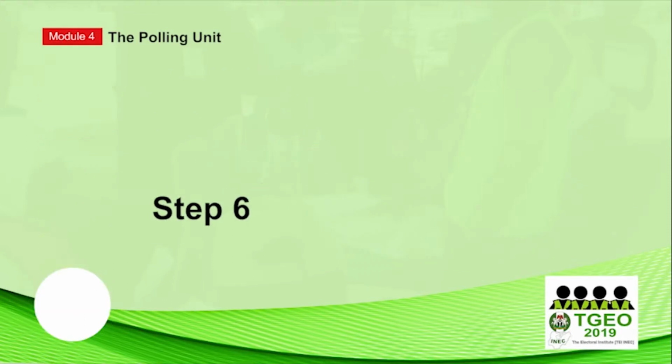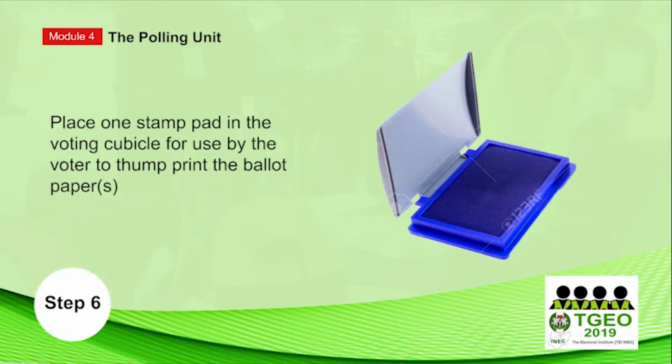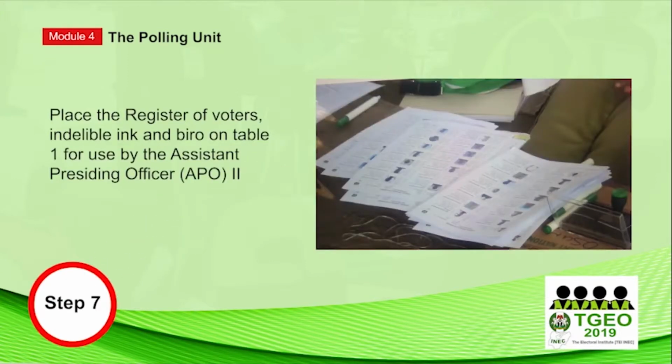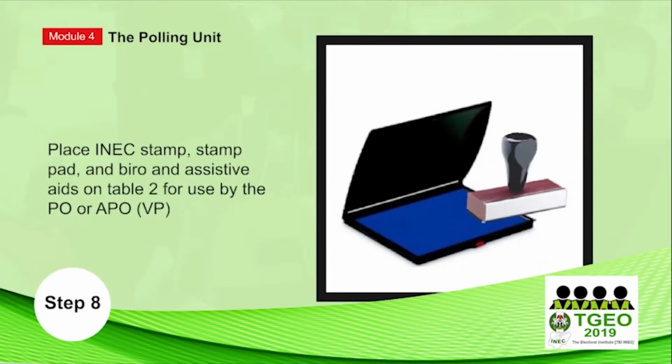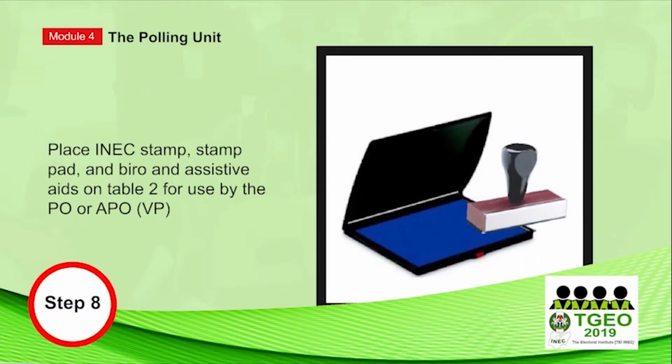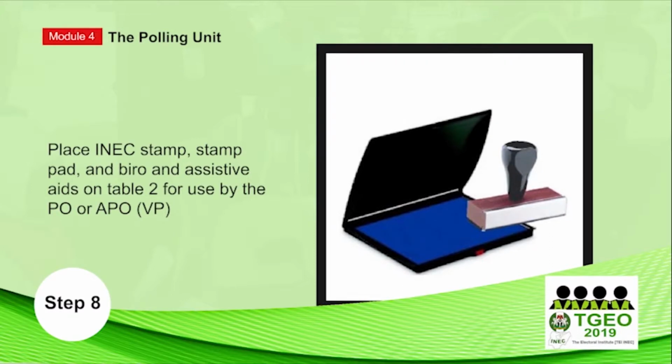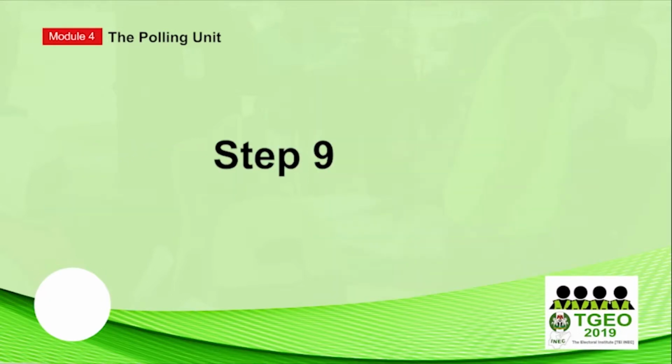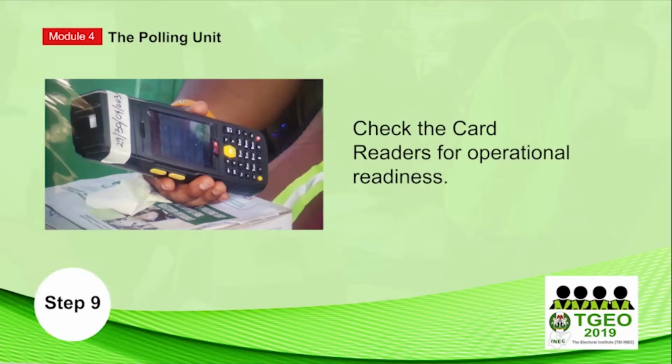Step 6. Place one stamp pad in the voting cubicle for use by the voter to thumbprint the ballot papers. Step 7. Place the register of voters, indelible ink, and biro on table 1 for use by the Assistant Presiding Officer (APO2). Step 8. Place INEC stamp pad, biro, and assistive aids on table 2 for use by the PO or APOVP. Step 9. Check the card readers for operational readiness.